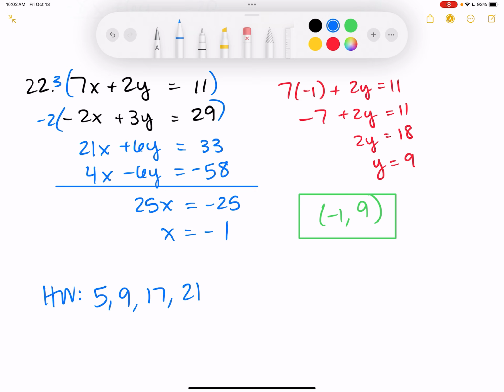So 3.3 notes will be due on Tuesday. So if you do these problems and you don't want to do anything over the weekend, there'll be time in class on Monday for you to do them, or should be. But anyways.